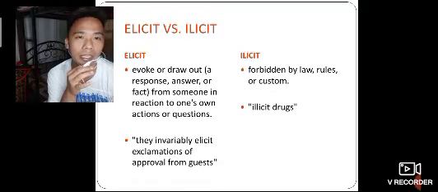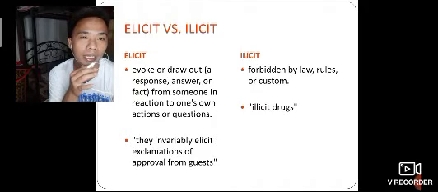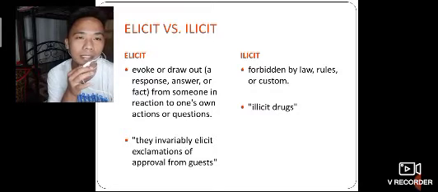Elicit versus illicit. Elicit: evoke or draw out a response, answer, or fact from someone in reaction to one's own action or question. For example, they invariably elicit exclamations of approval from guests. Illicit: forbidden by law, rules, or custom. For example, illicit drugs.